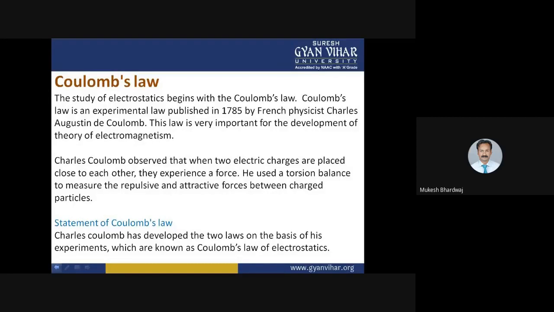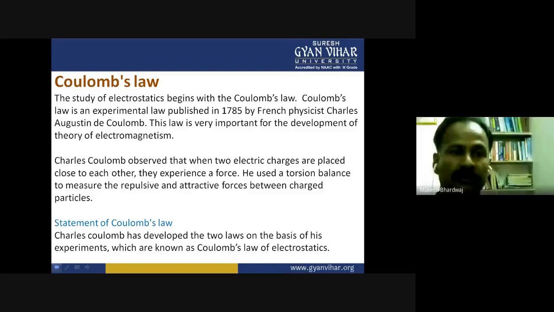Coulomb's law is an experimental law published in 1785 by French physicist Charles Augustin de Coulomb. Just wait a minute. There's some problem.